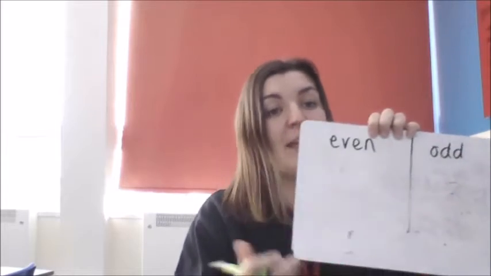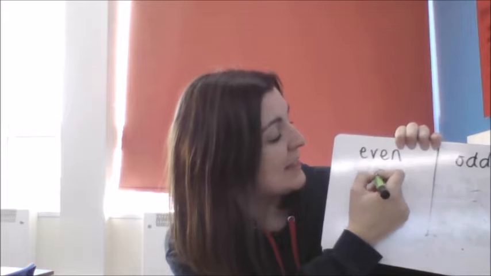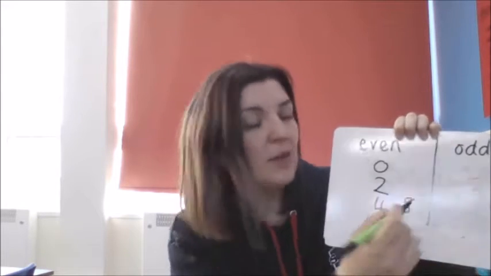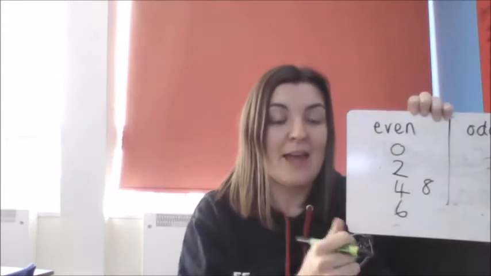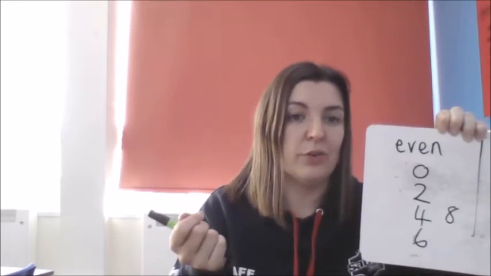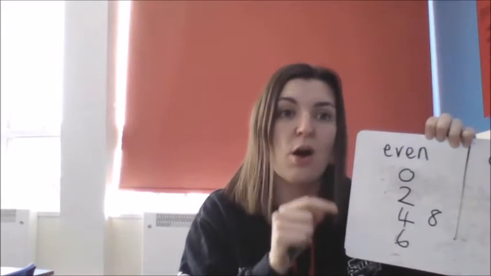So even and odd numbers. If they are even, they end in 0, 2, 4, 6, or 8. So all even numbers end in 0, 2, 4, 6, or 8. So 22 is even, 30 is even, 46 is even. If they end in 0, 2, 4, 6, or 8, then they are even.